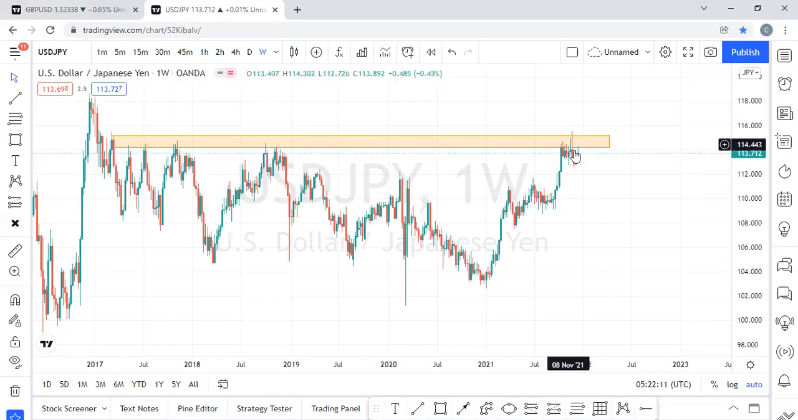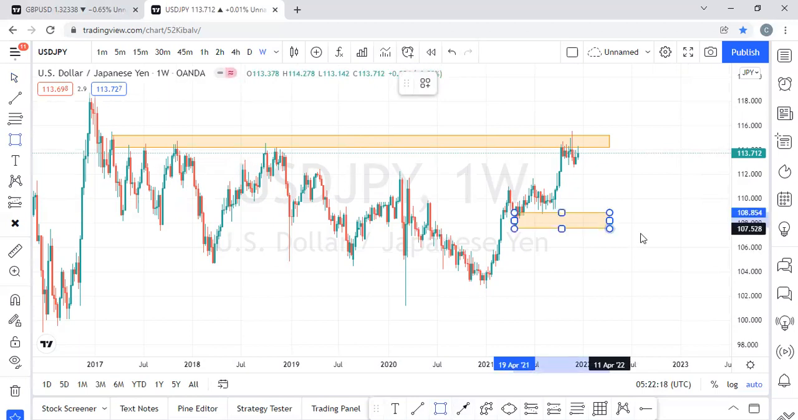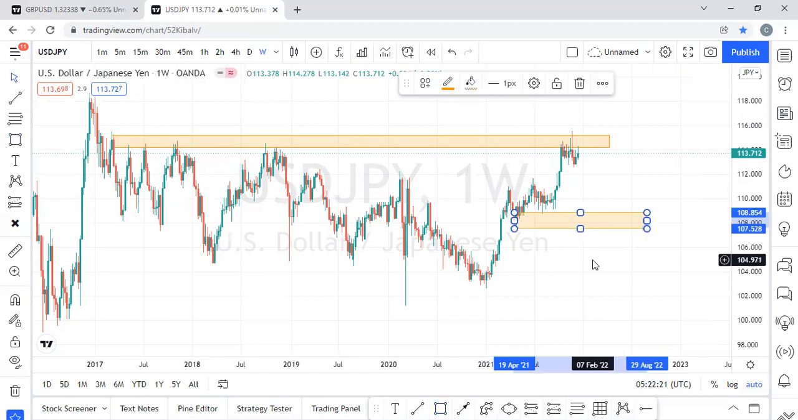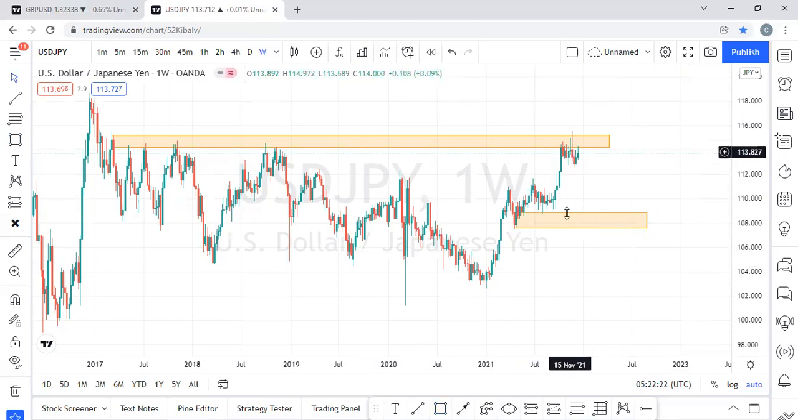But the market will sell from here all the way into this area, right? So the market will sell into this demand zone here using the weekly time frame. So I expect the market to sell into this region. So this will be my overall target for sell. Let's go to our daily time frame.